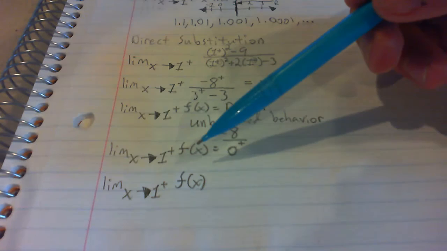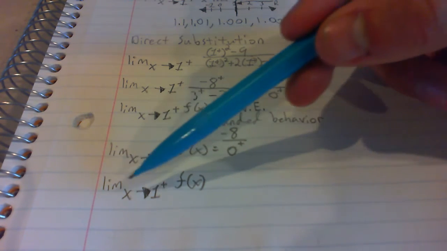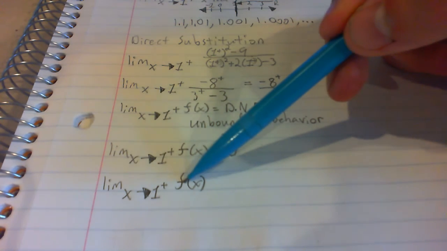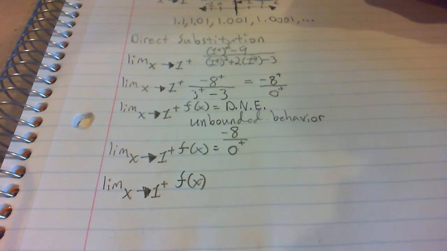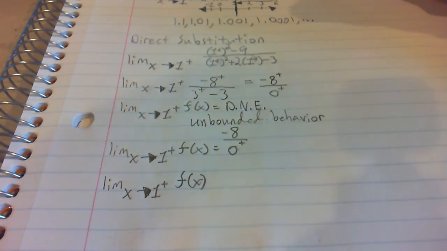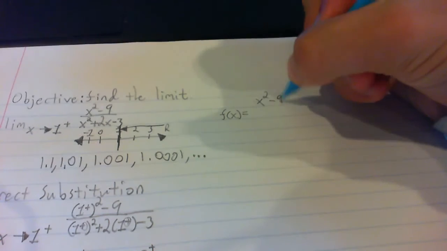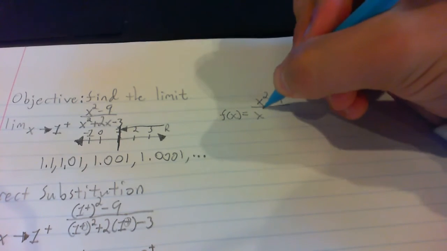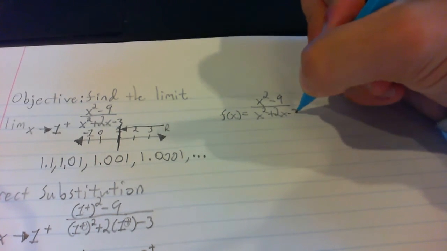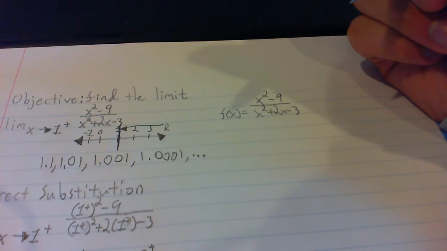And just so everyone's clear, the f of x in this case is referring to the original equation. I forgot to state that, but it's simply a given that f of x is your equation, wherein f of x is equal to x squared minus 9 over x squared plus 2x minus 3, because we are taking the limit of a function. Alright, now back to this.